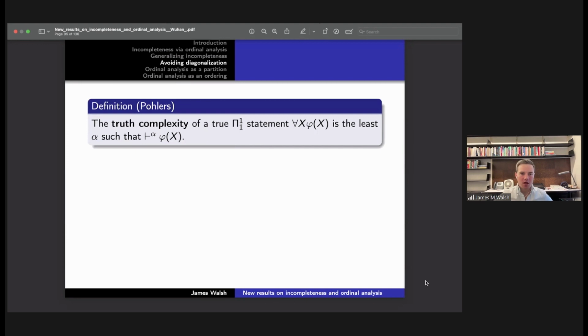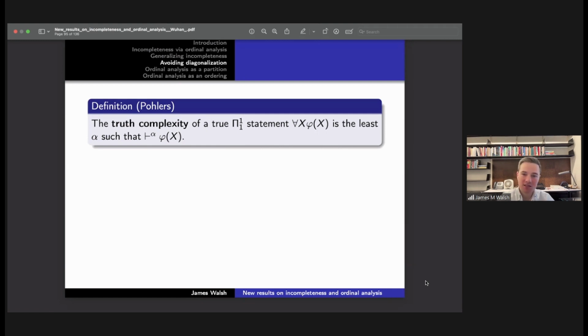And they use this notion from the writing of Pohlers, which is the notion of truth complexity. So if I take a true pi11 statement, for every big X, phi of X, that pi11 statement is going to have a least alpha such that the claim phi of X is provable in the system, right? So if you take any true pi11 statement, that matrix phi of X is going to be provable in the system.